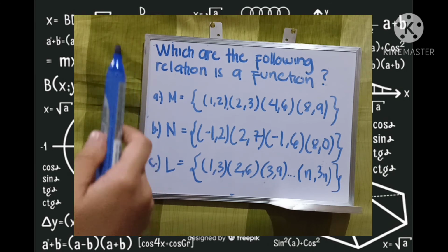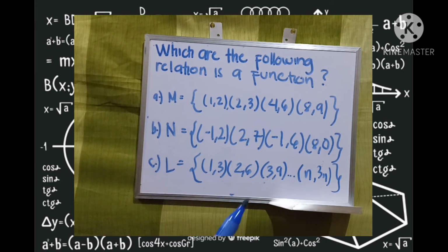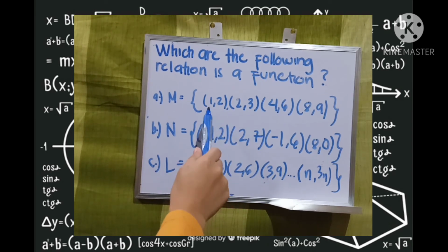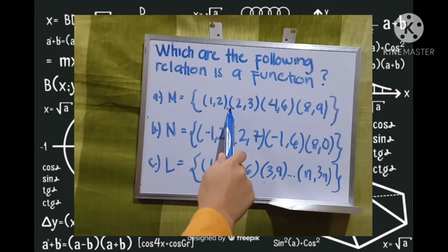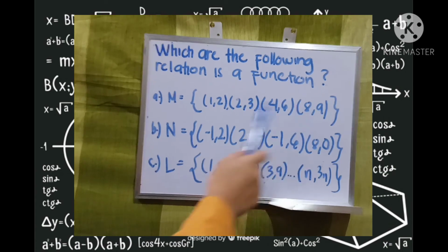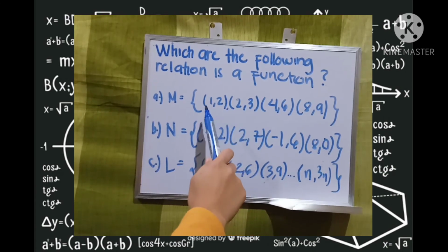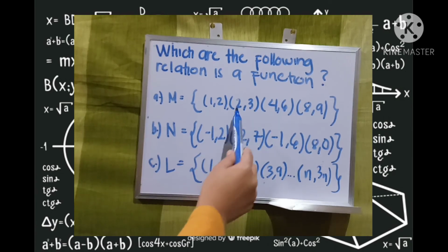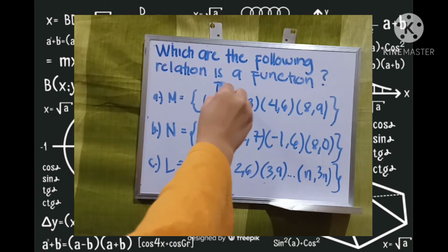Which of the following relations is a function? In letter A, our domain is 1, 2, 4, 8. Is there anything repeated in our domain? None. So, this is a function.